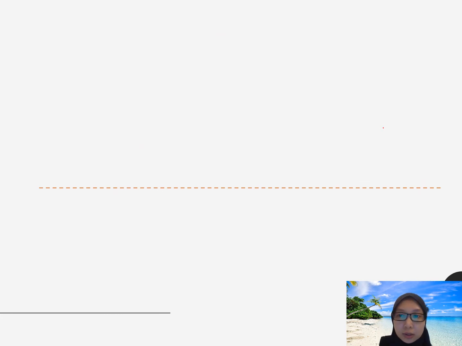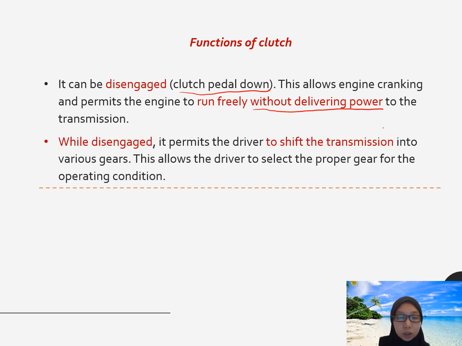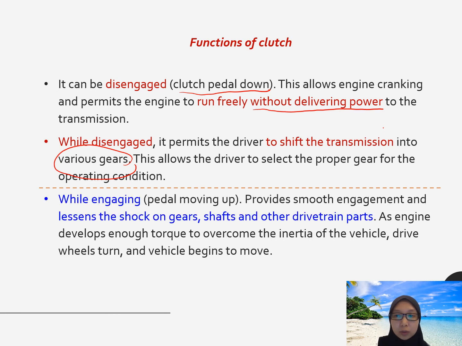What is the function of a clutch? I will explain more clearly. It can be disengaged, meaning when you press the clutch pedal down, it will allow the engine cranking and permit the engine to run freely without delivering power to the transmission. When you disengage, it permits the driver to shift the transmission into various gears. Like I mentioned before, this is when you use your gear stick to change gear, so it allows the driver to select the proper gear for the operating condition.